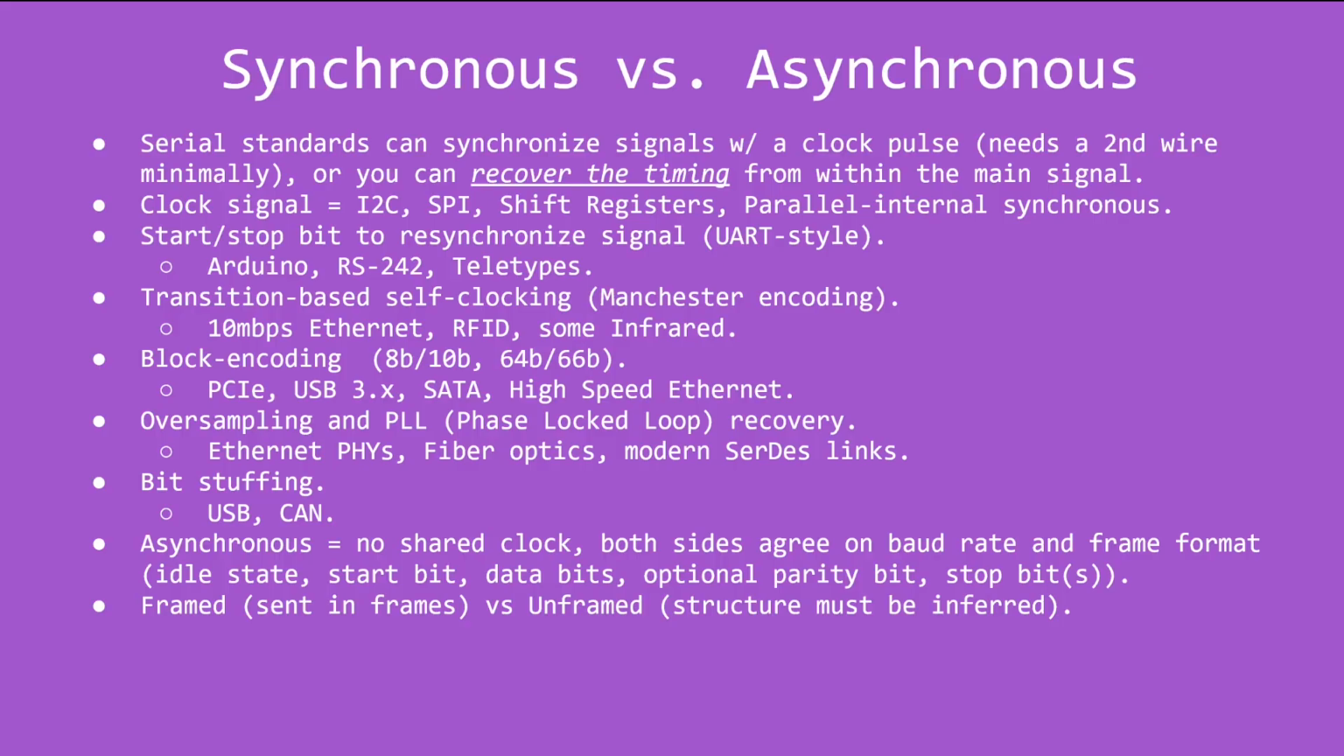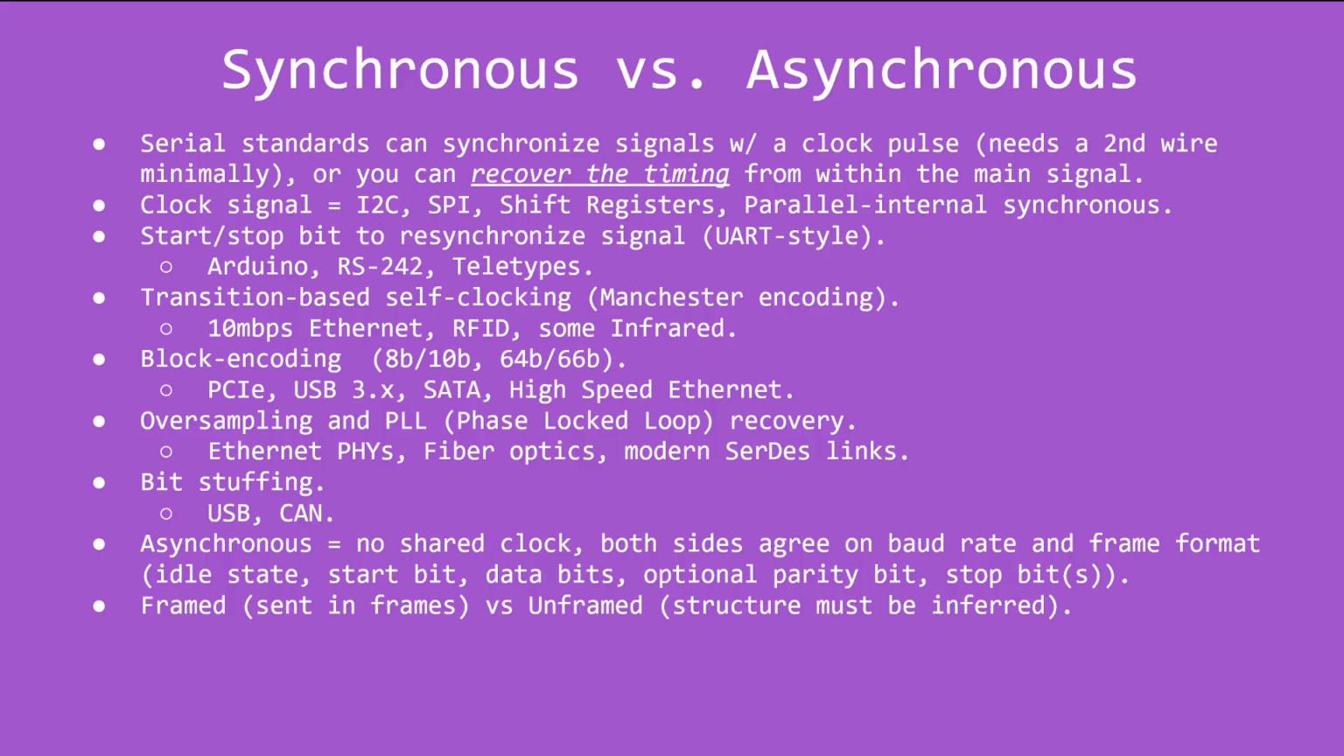As I just mentioned, serial standards can either synchronize the signal with a clock pulse, but in that case you often need a second wire minimally, or you can recover the timing from within the main signal. You have a couple of different options here. For a clock signal, I2C, SPI, shift registers, parallel, internal synchronous stuff all use the clock signal. You may use a start-stop bit to resynchronize the signal, known as a UART style. Aspects of the Arduino, RS-232, and teletypes use this.